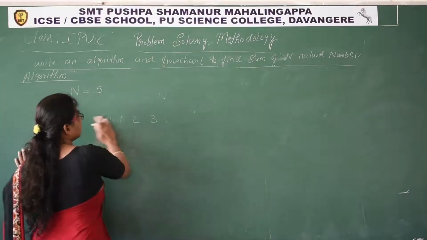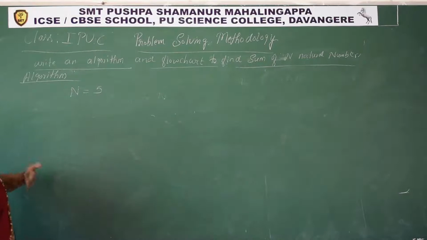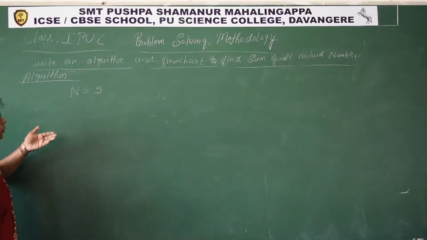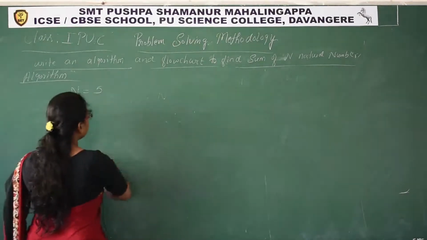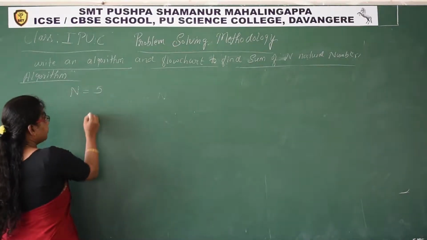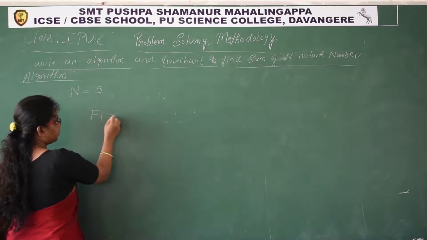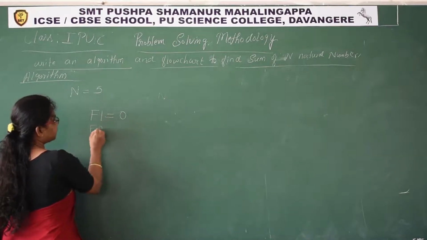So this is it. Now how to write the program, how to write the logic here. First I will take initial values. I will take f1 is equal to 0 and f2 is equal to 1.